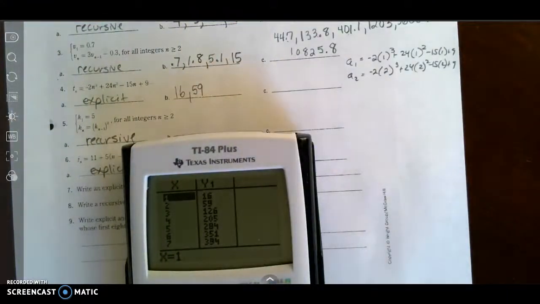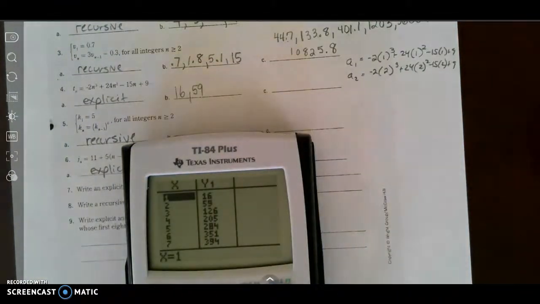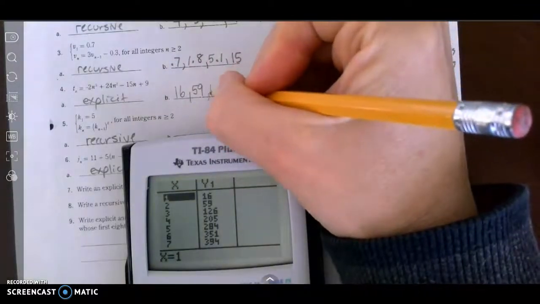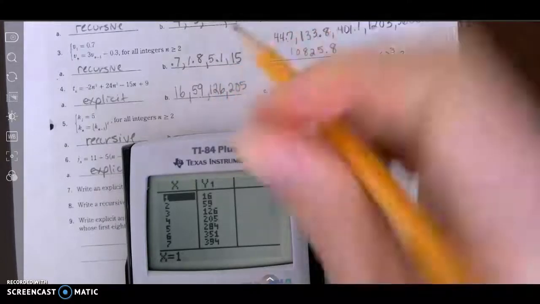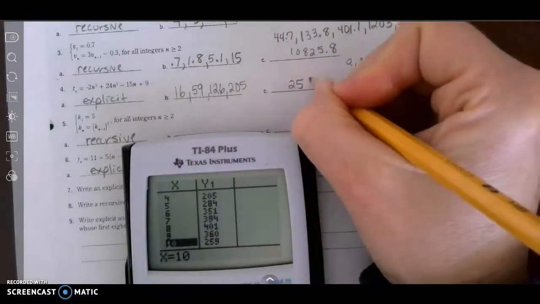Sorry, it's making it too difficult to see the screen. Just want to make sure. Then my next one would be 126. And then 205. And then I need to scroll down to my 10th term. And it would be 259.